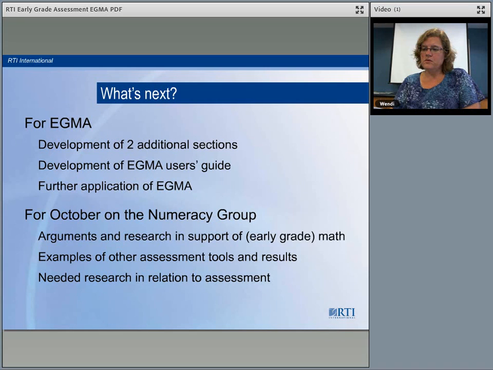For October, for this group, some of the things I'd like us to be thinking about and sharing about are some of the arguments in support of, and research in support of, math, particularly early grade math. What are some of the things that you know about that we can add to build our argument for why it's important that math is focused on?